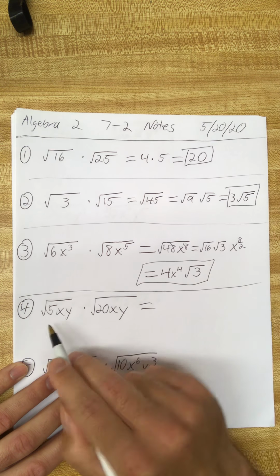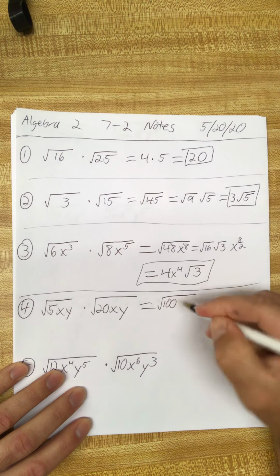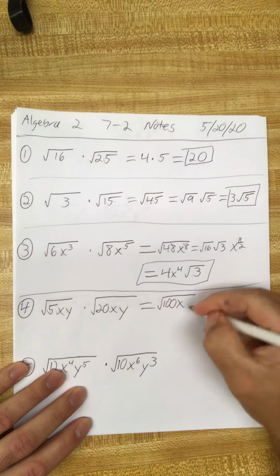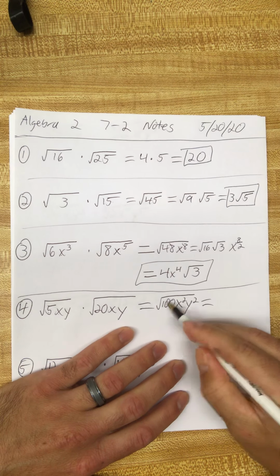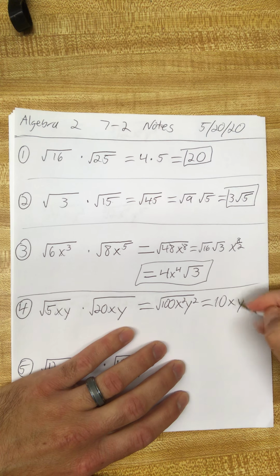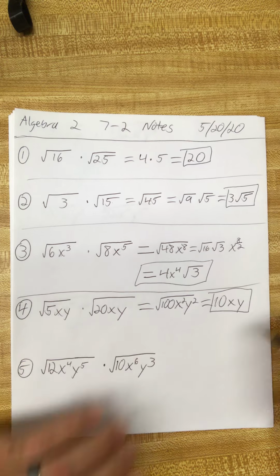Okay, so next up then, 5 times 20 is 100. X times x is x squared. Y times y is y squared. Sorry, I forgot that. So this one works out nice. Square root of 100 is 10. Square root of x squared is just x. Square root of y squared is just y. So 10xy is your final answer then.